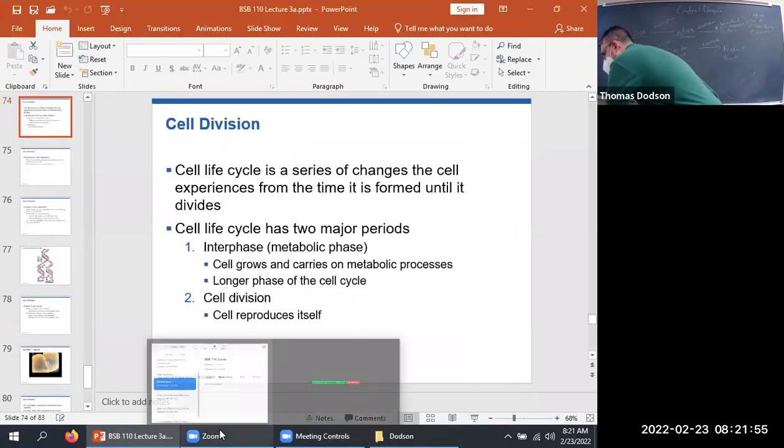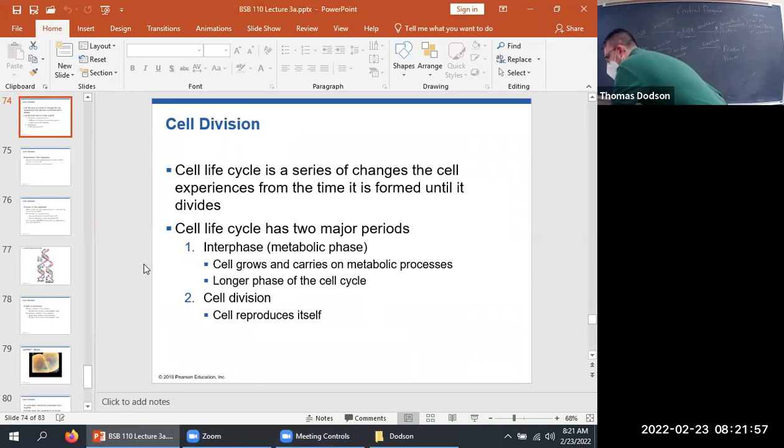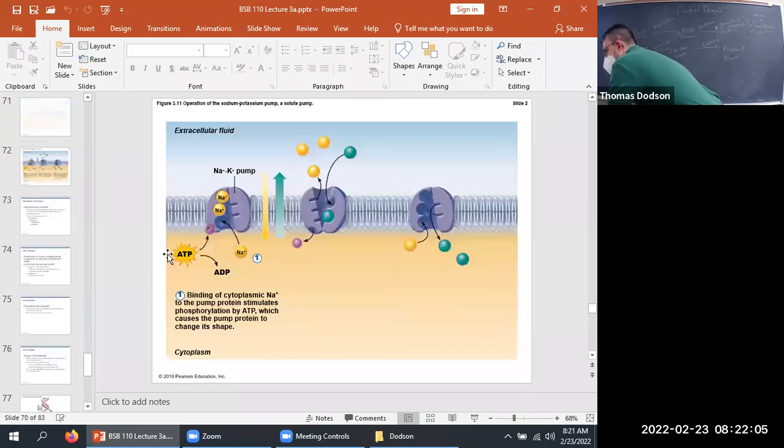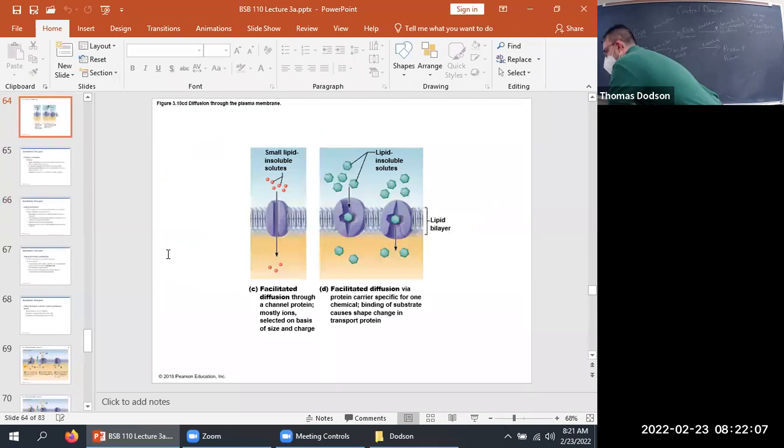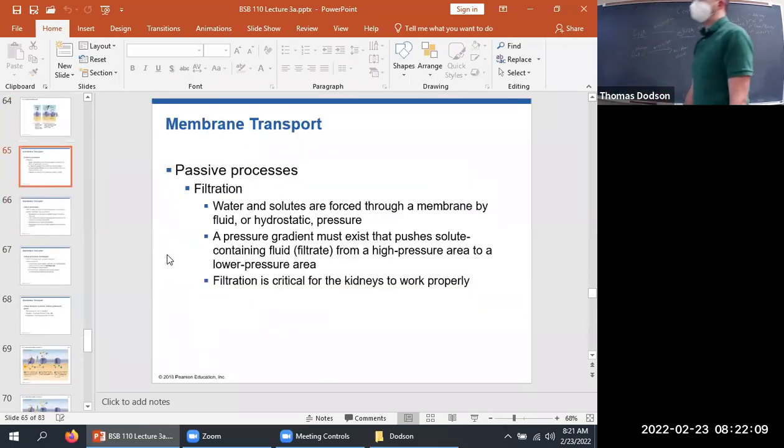So I'm going to work my way backwards, I think, in terms of review. Do y'all have any questions with our 3A? So cell division, membrane transport. What are we focusing on in membrane transport? Passive versus active transport. There are a few processes.